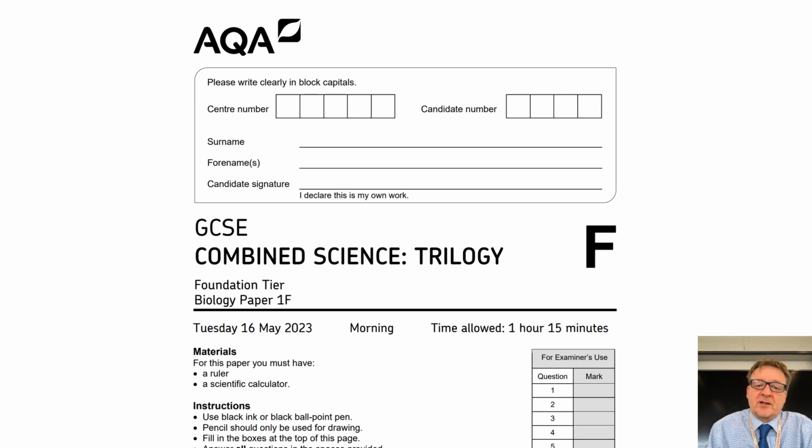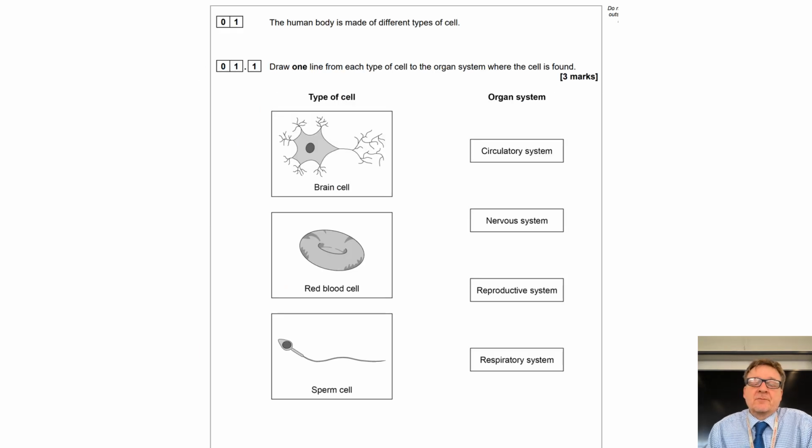This is the Biology Paper 1 Foundation paper, 2023. Right, question number 1. What I'm going to do is go through the answers and a bit of theory that goes with it. The human body is made up of different types of cell. Draw one line from each type of cell to the organ system where that cell is found.